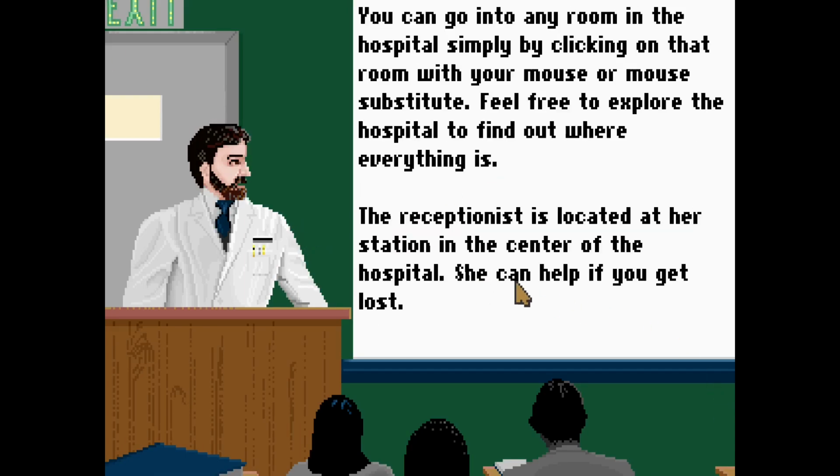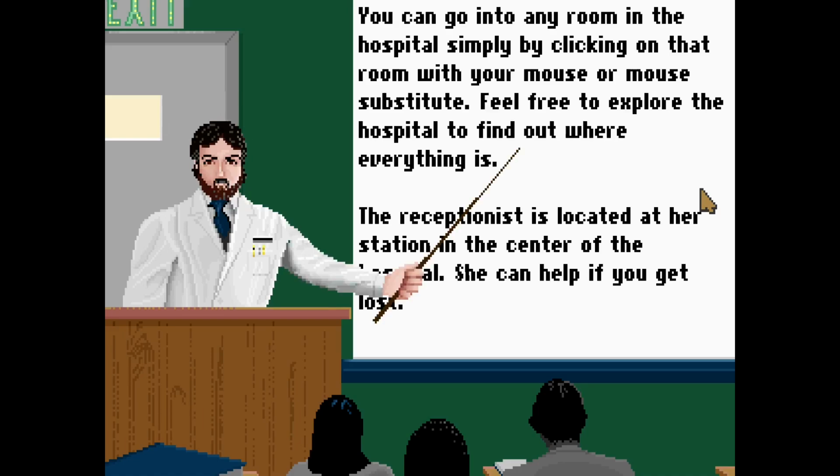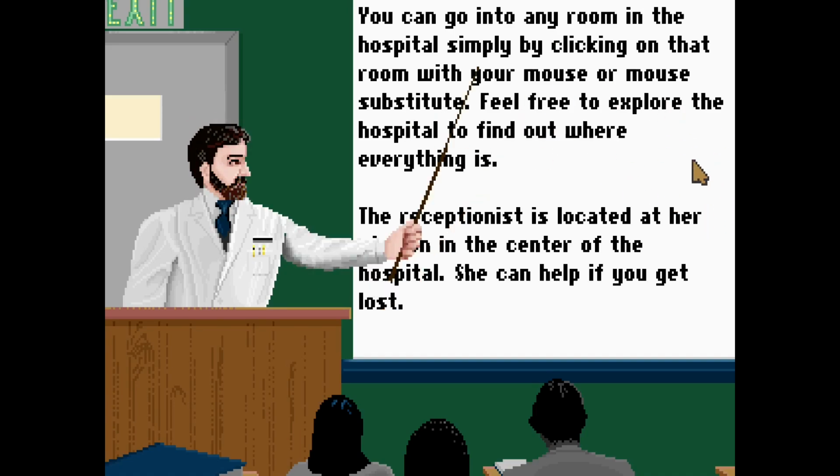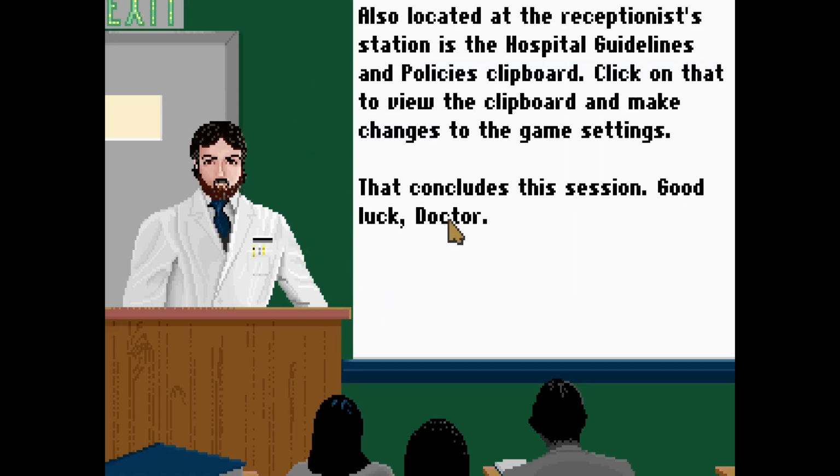Okay, yeah, that makes sense. You can go into any room in the hospital simply by clicking on that room with your mouse or mouse substitute. Feel free to explore the hospital to find out where everything is. The receptionist is located at her station in the center of the hospital. She can help if you get lost.